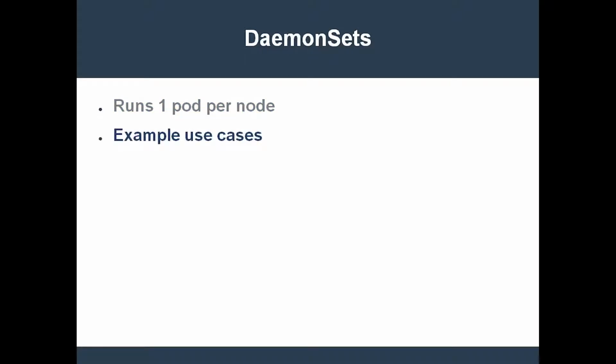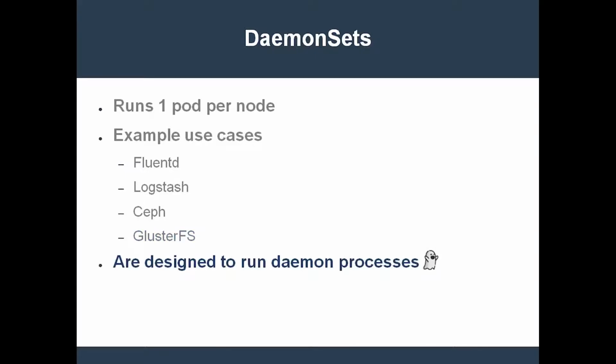Well, log aggregators like FluentD and Logstash collect server logs and metrics for storage and analysis. They do so using per-node daemon processes. Additionally, distributed storage systems like Ceph and GlusterFS also use per-node daemon processes to do what they do. Daemon sets are purpose-built to manage pods running those kinds of daemon processes. Make sense?